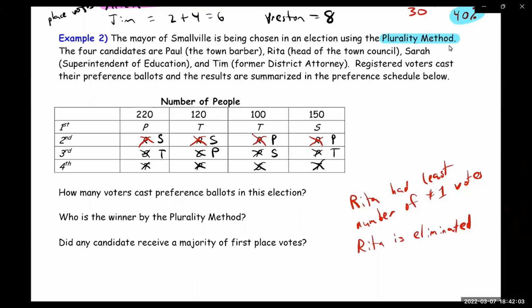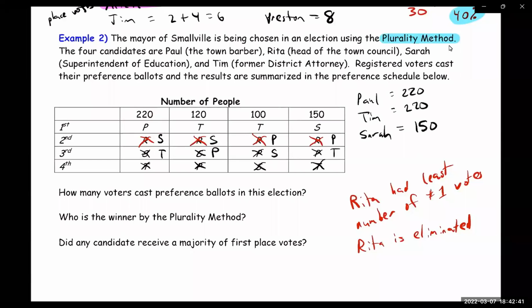All right, and now you have to do that process all over again. So now let's see how many votes there are. Let's do Paul again, Tim and Sarah. How many first place votes does Paul get? 220. It doesn't change, so it's still 220. Tim, same thing, 220 again. Sarah has 150, so she has the least amount of votes. So now Sarah is going to be eliminated.